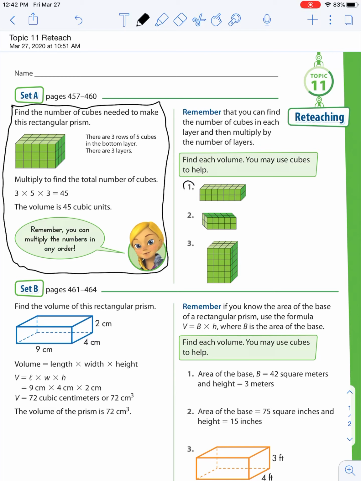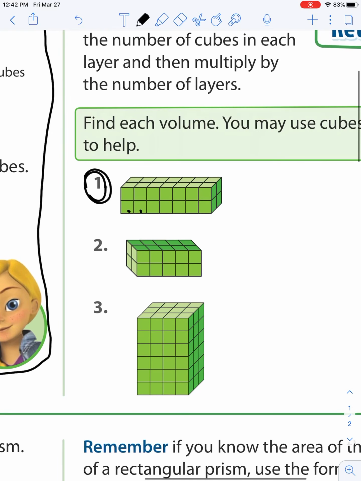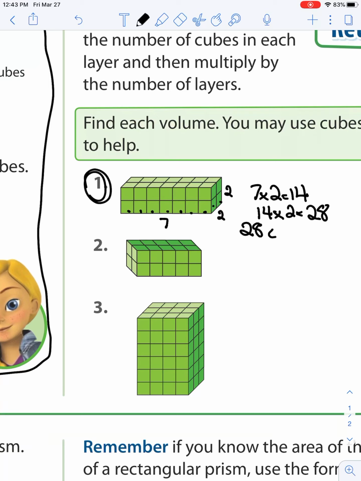Here we are at number one. We know that we need to have a measurement for the length, width, and height. So the length is 1, 2, 3, 4, 5, 6, 7. So that is 7 units. Our width is 2, and our height is also 2. So 7 times 2 equals 14, and 14 times the other 2 equals 28. So 28 cubic units.